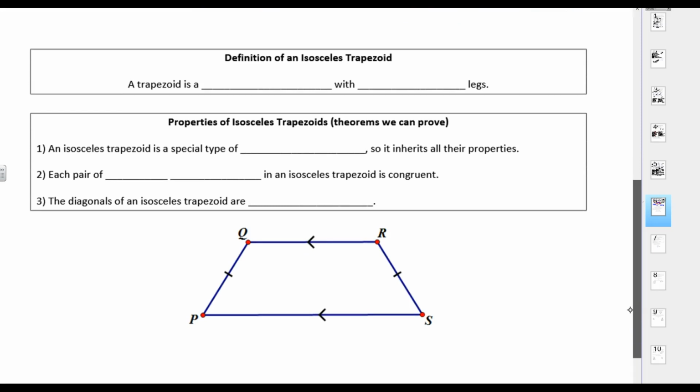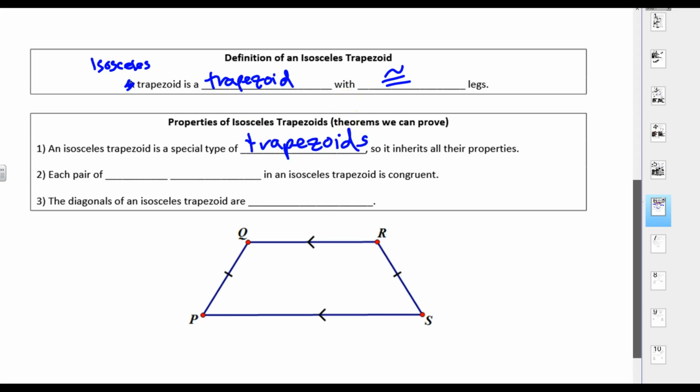An isosceles trapezoid is a trapezoid with congruent legs. So everything about a trapezoid, it still has a mid-segment, you still have parallel sides, you still have supplementary angles, but now your legs are congruent. And there's some special properties when that happens. An isosceles trapezoid is a special type of trapezoid, so it inherits all of a trapezoid's properties.